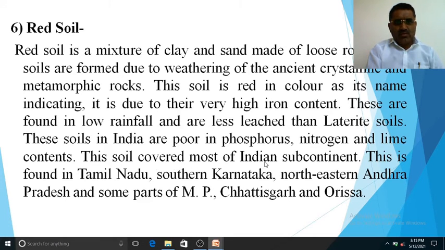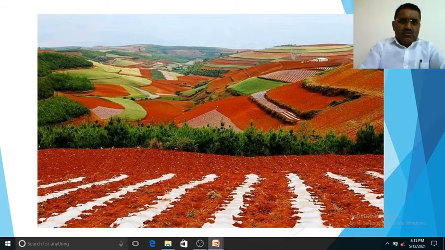These soils cover most of the Indian subcontinent. They are found in Tamil Nadu, southern Karnataka, northeastern Andhra Pradesh, some parts of MP, Chhattisgarh and Orissa. And as I have stated, in the Konkan region also there is red soil. So this is the pictorial presentation of red soil. All the fields are showing red soil in this picture.